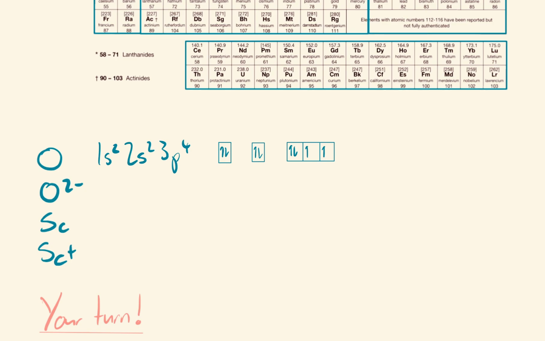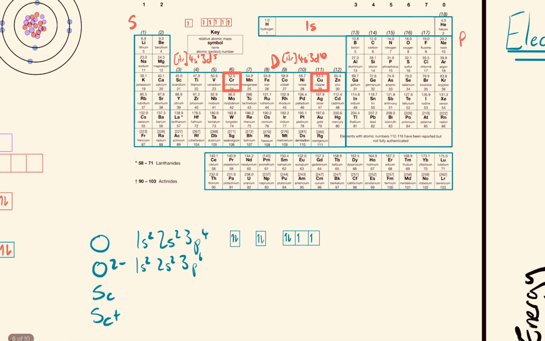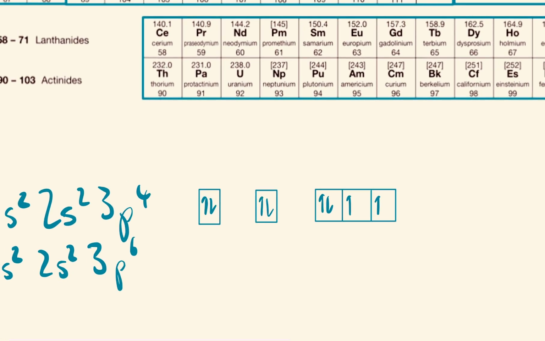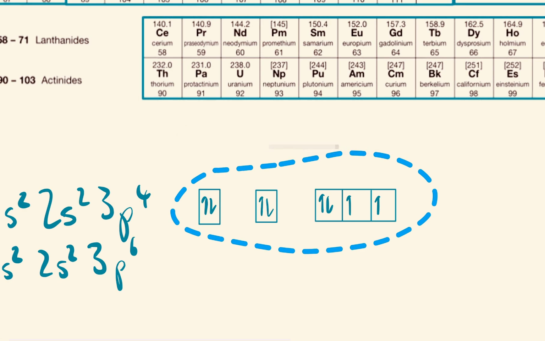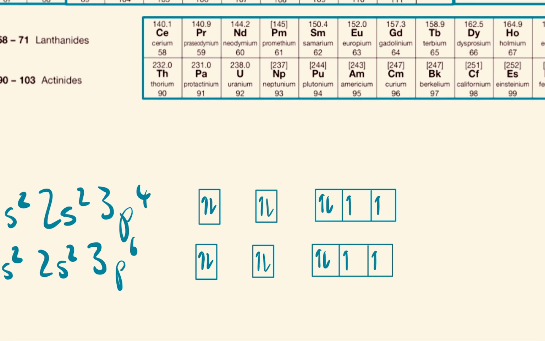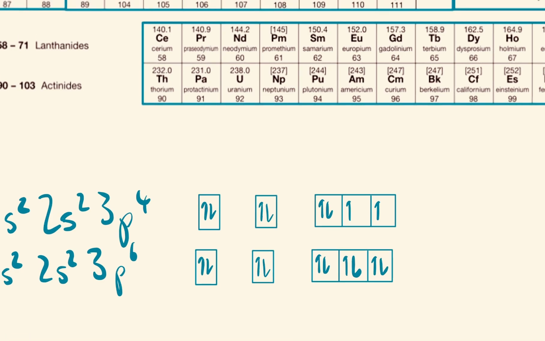For O2-, we will have gained 2 electrons. So this time we'll have 1s2, 2s2, 2p6. And it can help just to look: oxygen, if it gains 2 electrons, is going to have the same electron configuration as neon. And our electrons in boxes are going to look like this.